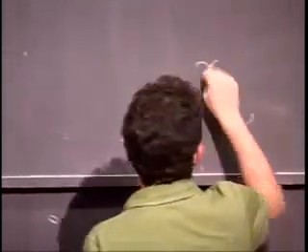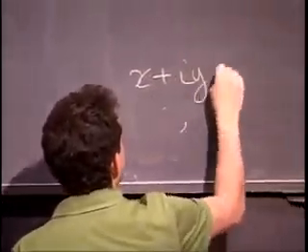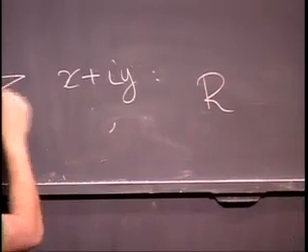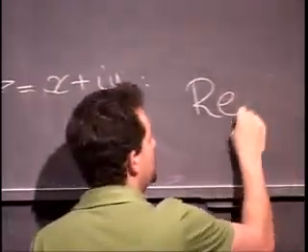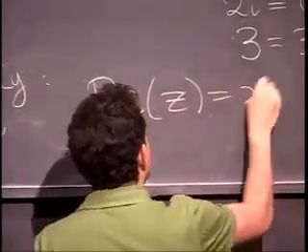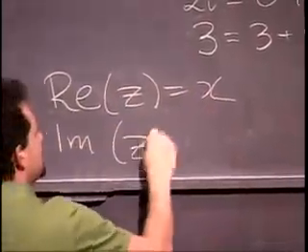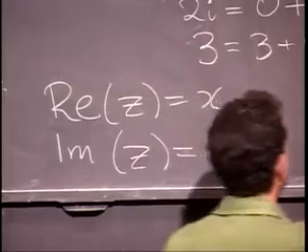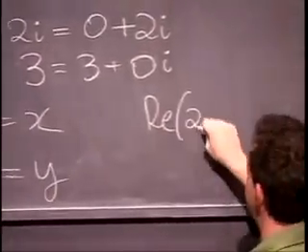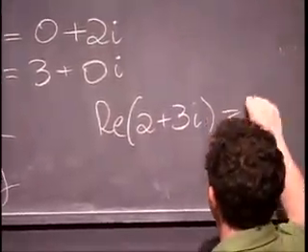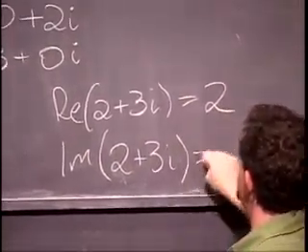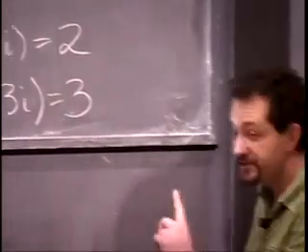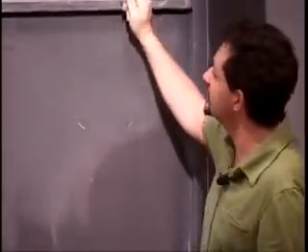x plus iy, the real part. So if z, we normally write these things as z. So if z is x plus iy, the real part of z is x. And the imaginary part of z is y. So specifically, the real part of 2 plus 3i is 2. And the imaginary part of 2 plus 3i is 3. Not 3i, actually. The imaginary part, by definition, is just the real number out the front of the i.